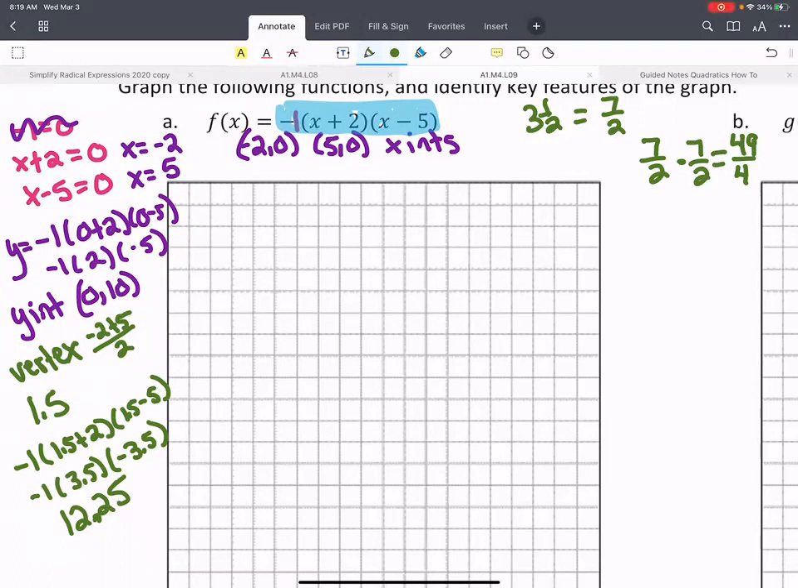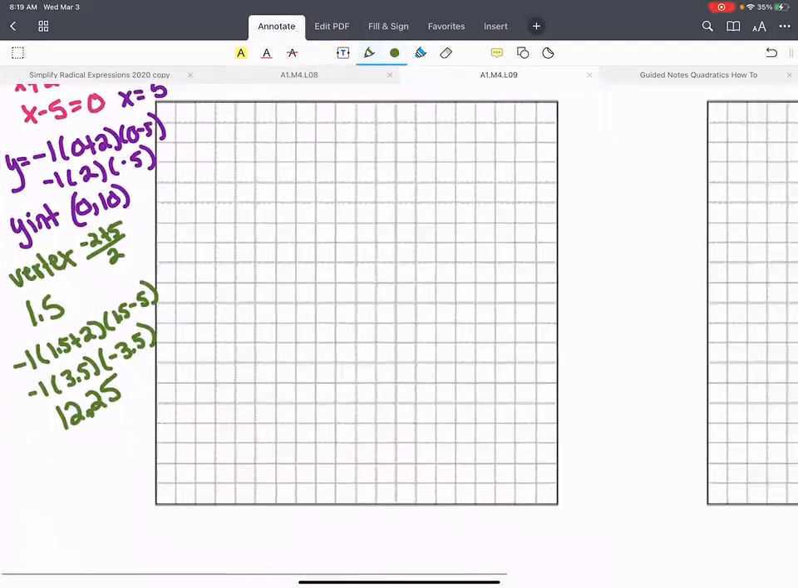There you go. Okay. Guys, when you are graphing, sometimes it's much easier to see it in decimals and fractions. So, I'm not upset that you changed it. All right. So that means our vertex is at 1.5, comma, 12.25. Phew, that's a lot, right?